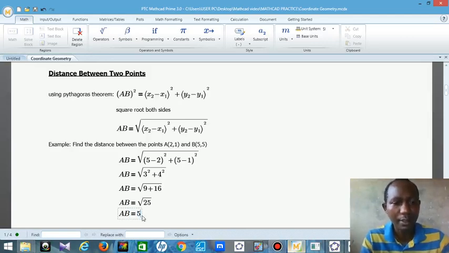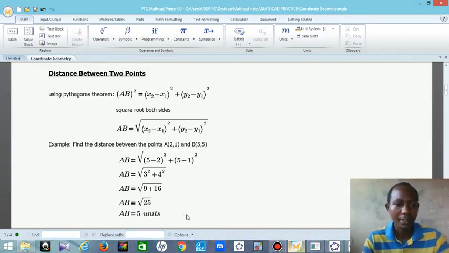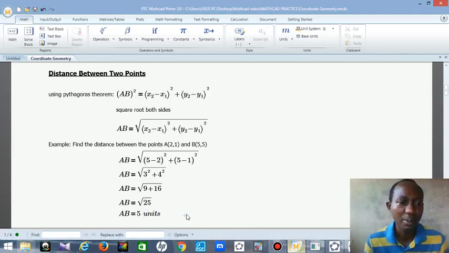No unit is given in this question, so you just write 5 units. Just write it like this. So that will be your answer. 5 units is your answer. But if it's given in centimeters or millimeters, whatever unit is given, you put it in. So this is how we find the distance between 2 points. Take note of this. You can see the answer we got there, 5 units.